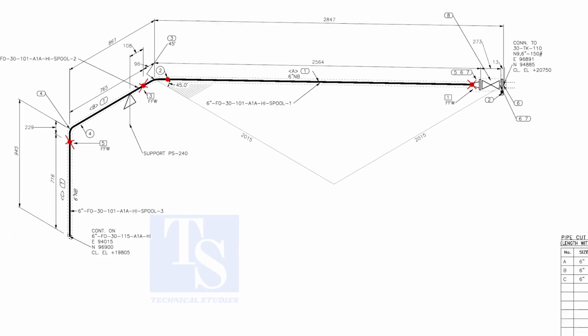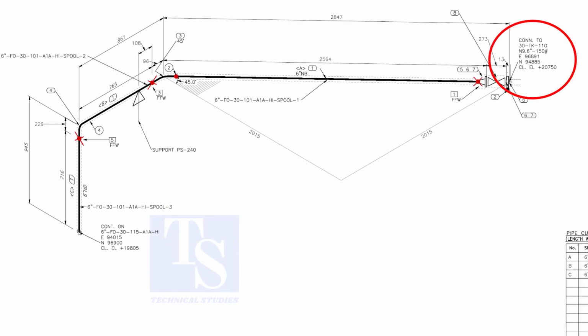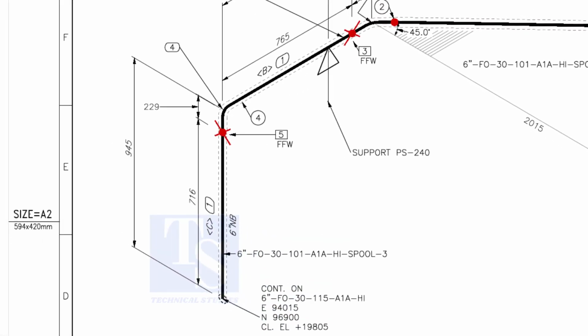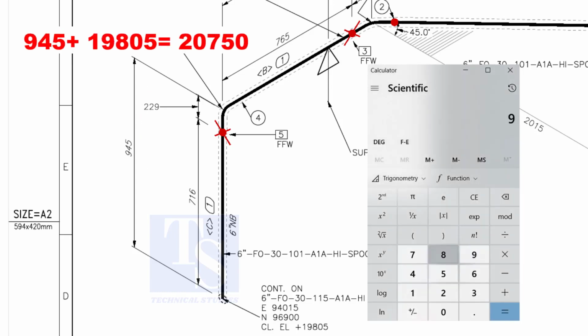Another important thing to note down is the elevation of the pipe. Here, the center line elevation is 19,805. What will be the elevation at this point? Let us add the distance 945 to the elevation 19,805. The answer is 20,750.